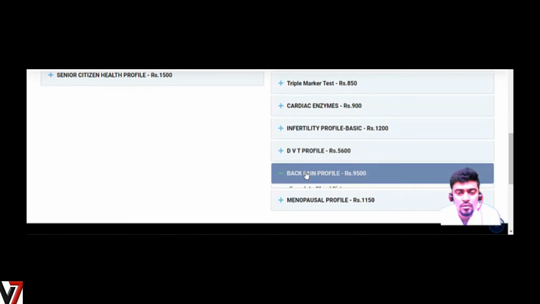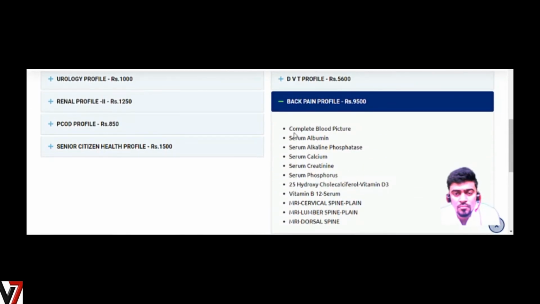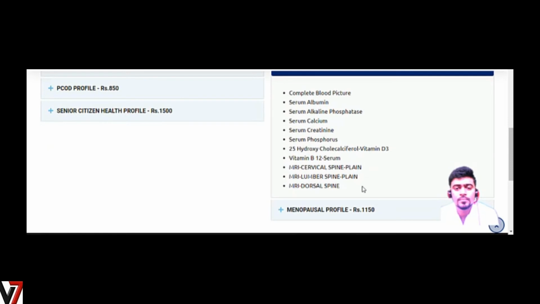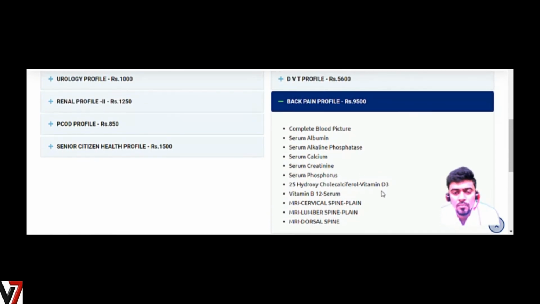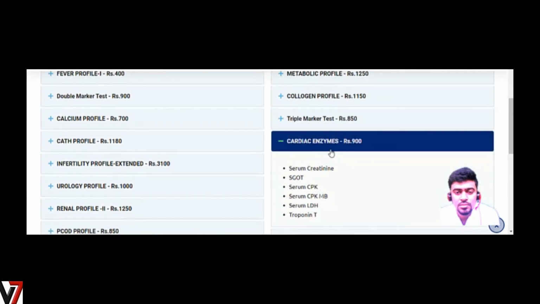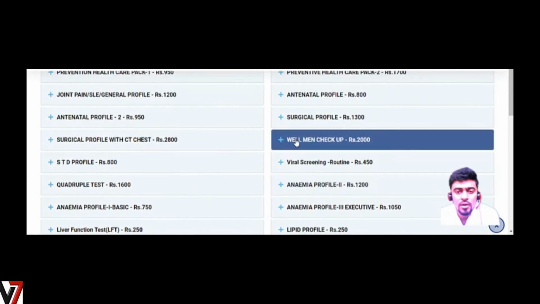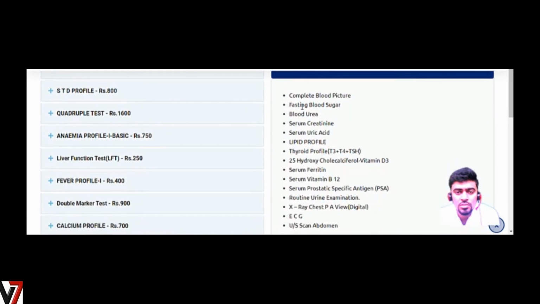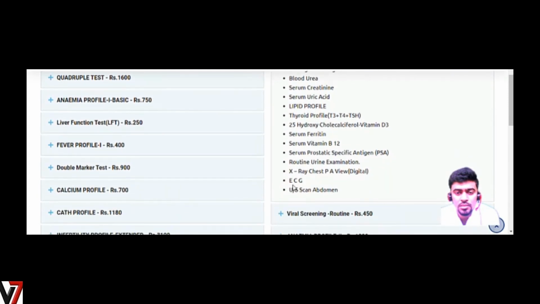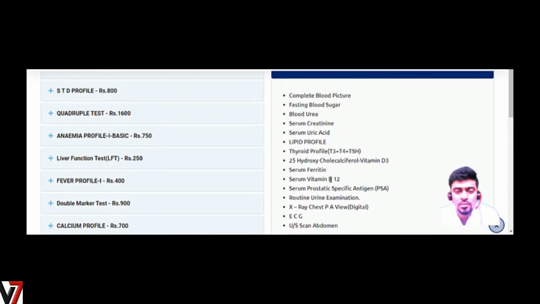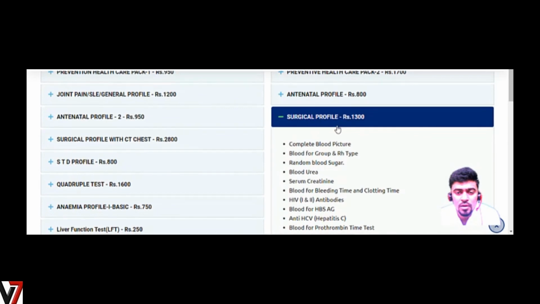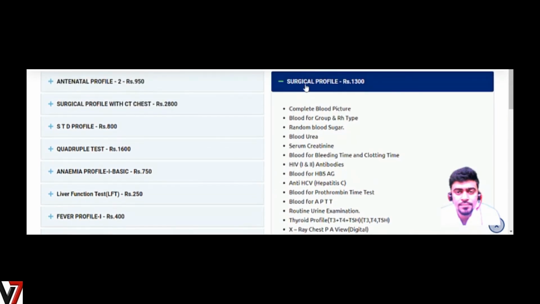Some back pain profile: serum calcium, total electrolytes and vitamin B12, cervical spine plain, lumbar MRI, cervical spine, so it is 9500. And cardiac enzymes test and metabolic profile test, and Wellman checkup, in that complete blood picture, fasting blood sugar, vitamin B12, chest X-ray, electrocardiogram and abdominal scan. And surgical profile is related to operation.